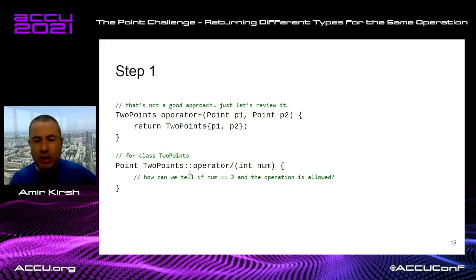But here I'm relying on runtime information, and what should I do if the number is not 2? I cannot overload on the actual number. I can only overload on types, and I don't want to assert in runtime. So if you divide it by another number, I only want to return something which is not a point, but I don't want to throw an exception, for example. So a runtime behavior is not something that I look for. So this one cannot work well for me.